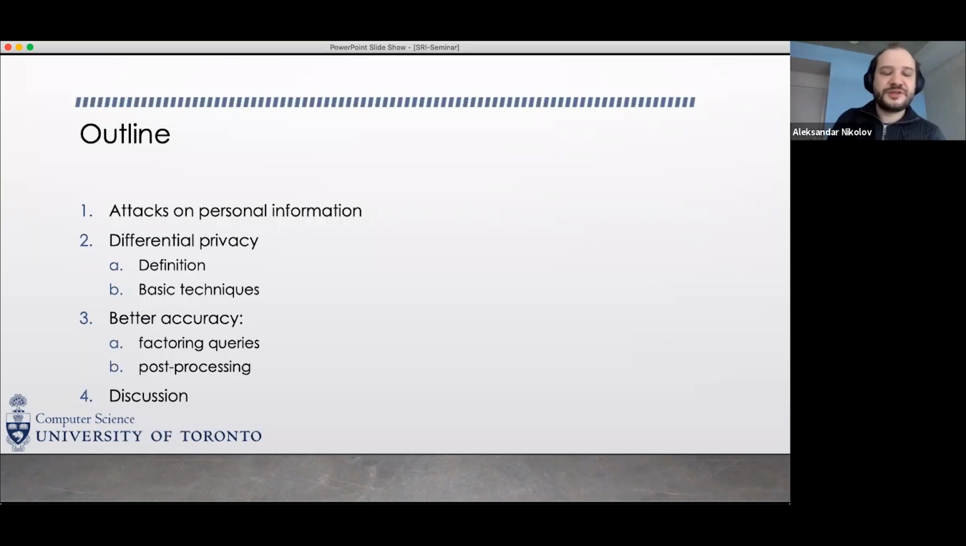Okay, then I'll introduce differential privacy. I'll give a semi-mathematical definition. I'll talk about some basic techniques to achieve differential privacy. And then towards the end, I'll talk a bit more about a few more advanced techniques that allow you to do better in some cases. And at the end, we can have some time for discussion, and I'm looking forward to that. So again, stop me anytime.